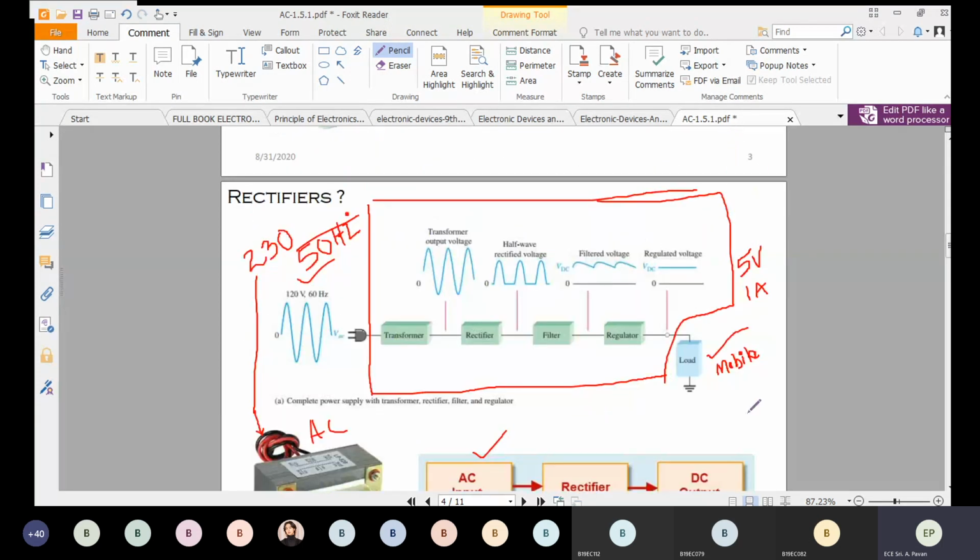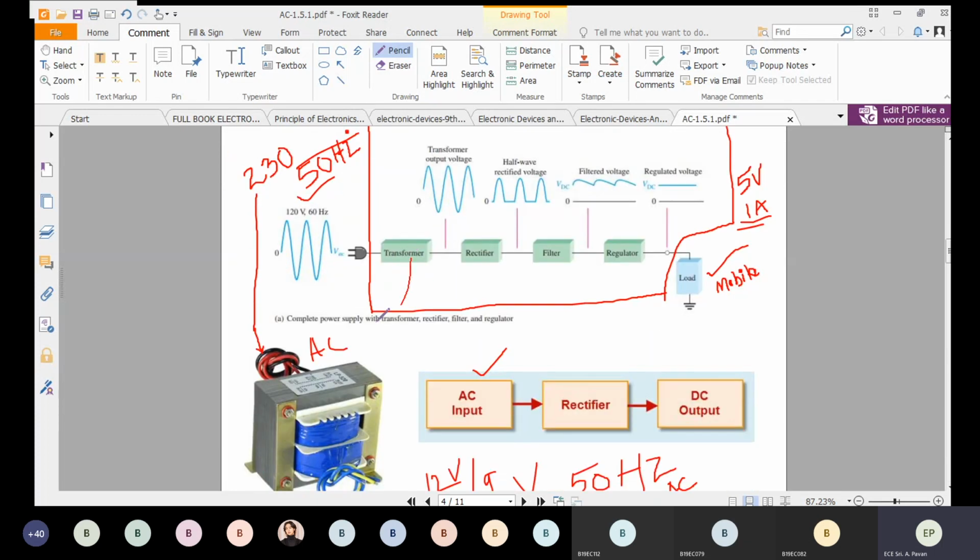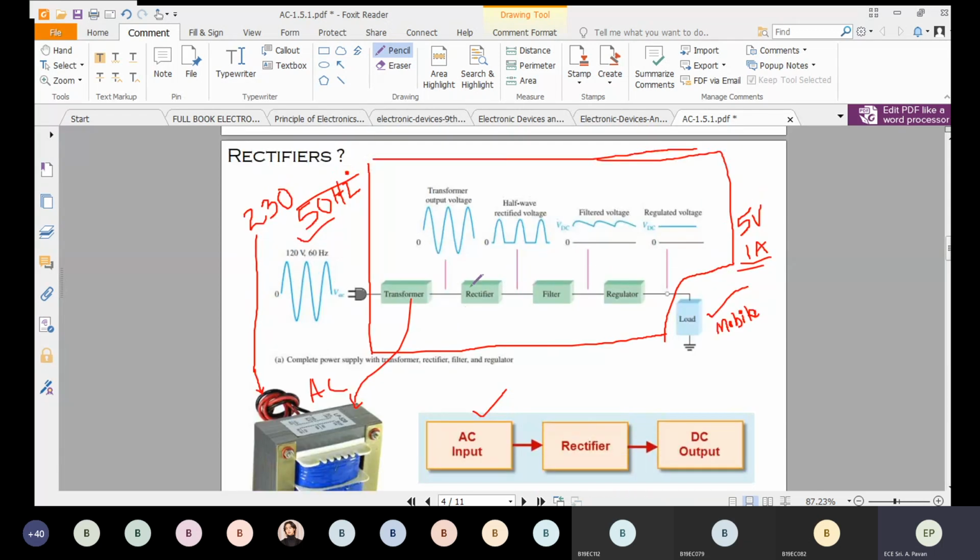Now coming to the block diagram of a power supply, right? In order to get 5 volts 1 amp at the output, inside the adapter, inside the charger, we are supposed to have all this. The first one is a transformer, that is nothing but this. And the second one is a rectifier. We will talk about the rectifier circuit just after a while. According to the definition, a rectifier converts AC into DC.